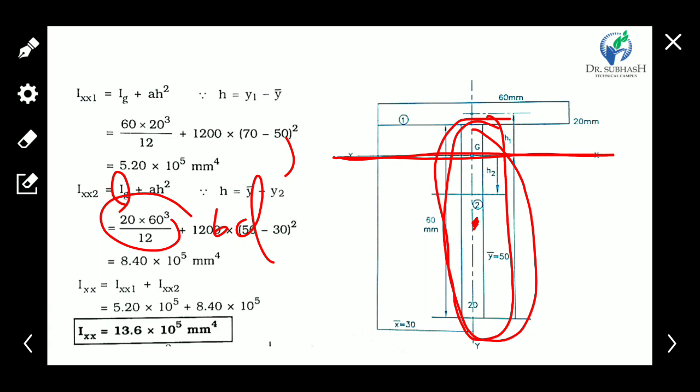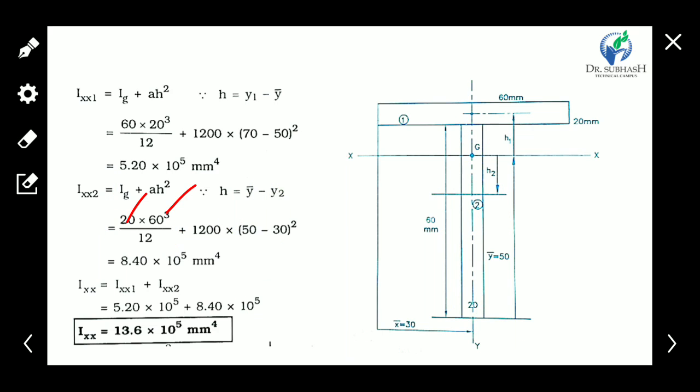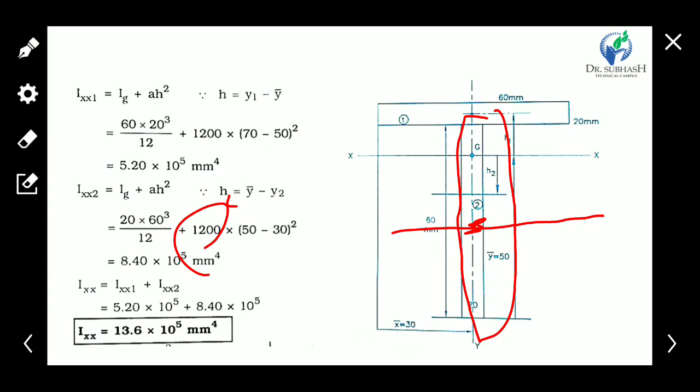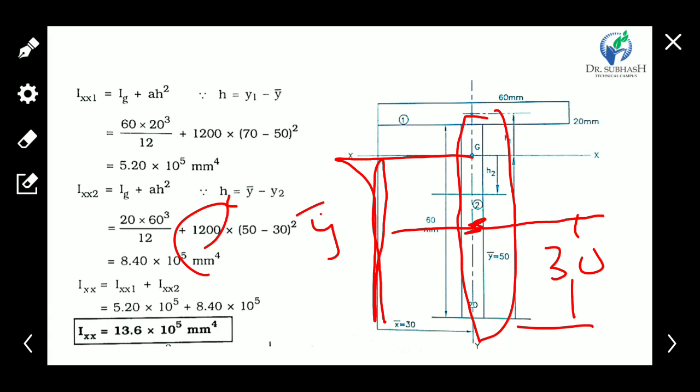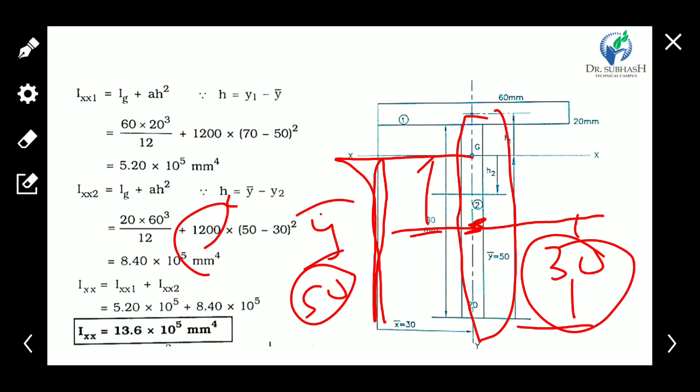BD cube by 12. Breadth is 20 and depth is 60. So 20 into 60 cube by 12. Now area is 1200, 60 into 20. And H2, sorry, here H2. What is the H2? Now CG of this element is 30, half of 60, at a distance 30. Now the total distance y bar is 50. So 50 minus 30, so we can get this H2.